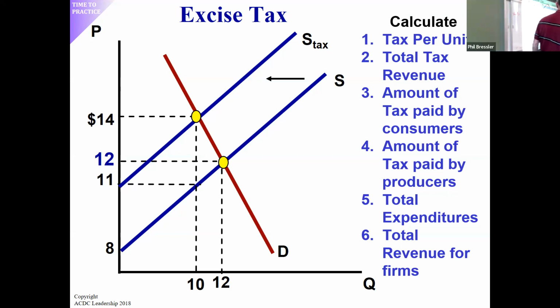All right, Christian, you said number 2, total tax revenue. Yeah. All right, Christian, if it's $3 per unit, how many units are we selling? No, how many units? What's the quantity? 10. So if it's $3 per unit times 10 units, 30. Okay.